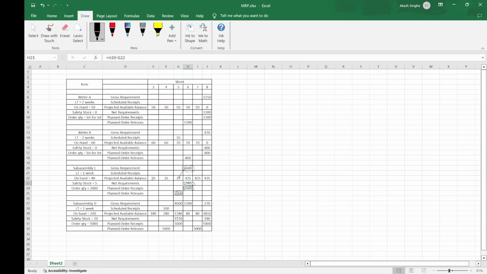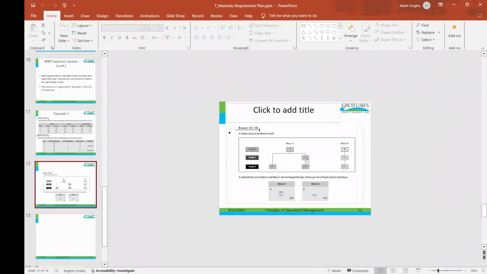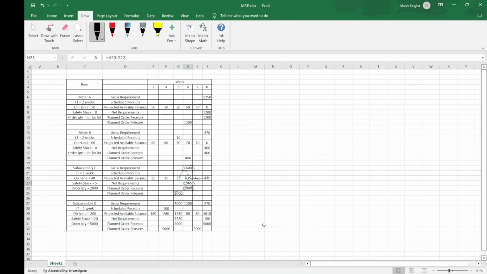1000 minus 1565, 435 in hand is left. Now it is left in hand for the rest of the lifetime. Now for sub-assembly D, for every C, we know that 2 times of D is needed, right? And now 2000 of C we have to order. So for 2000 of C, we need 4000 of D at that week.